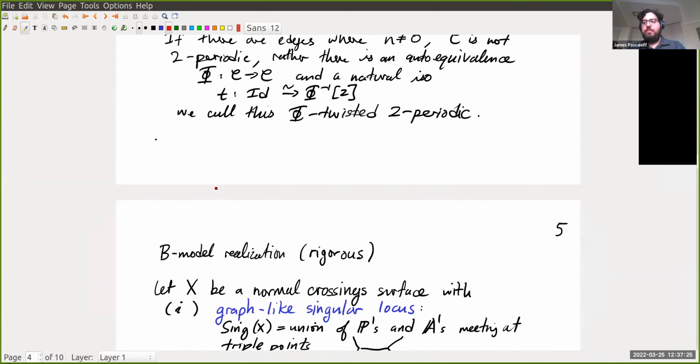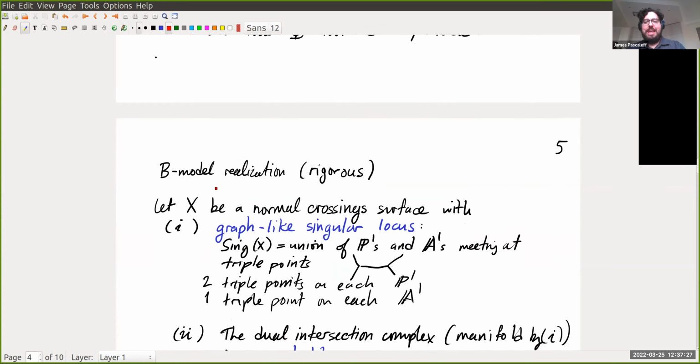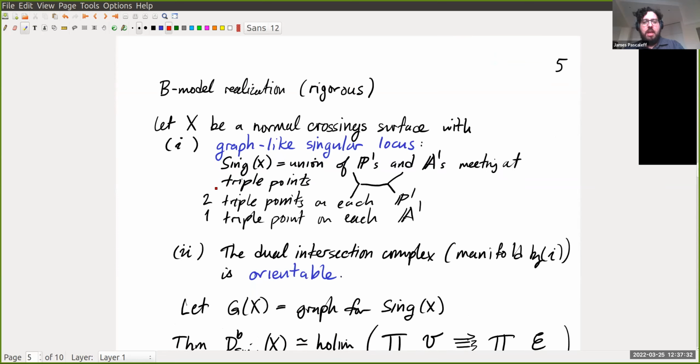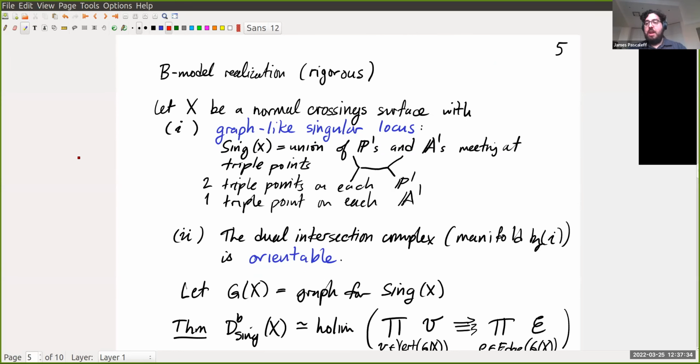Okay, so let's talk about realizing these twisted categories in the A and B models, because that's what I want to do. That should be interesting. Here's the B model realization, and I want to say that what I'm about to present on this page is rigorous mathematics: Nicolo and I have proved what's asserted here.